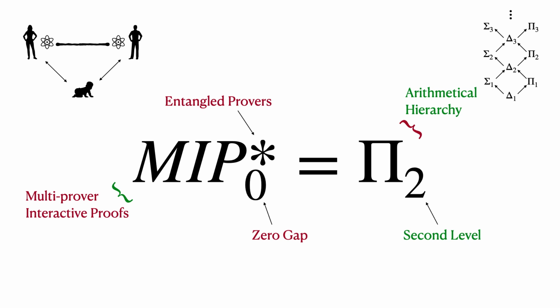On the other side of the equality, we have Pi2 from computability theory. Pi2 belongs to an infinite hierarchy of classes known as the arithmetical hierarchy. 2 here refers to the level of the hierarchy, and to get a sense for how large this class is, I'll point out for now that it strictly contains the class of recursively enumerable languages, and the latter contains the well-known halting problem.